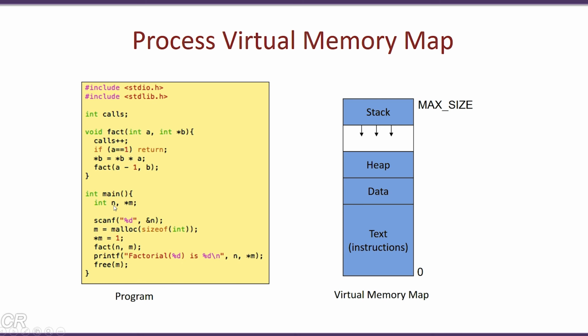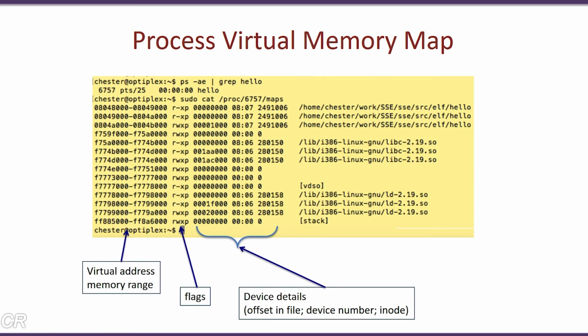So in the function main, the local variables are n and m. These local variables are present in the stack. Besides these, the stack also contains various aspects for function invocation and parameter passing from one function to another. Details about this virtual address space can be obtained from the proc directory present in your Linux operating systems.